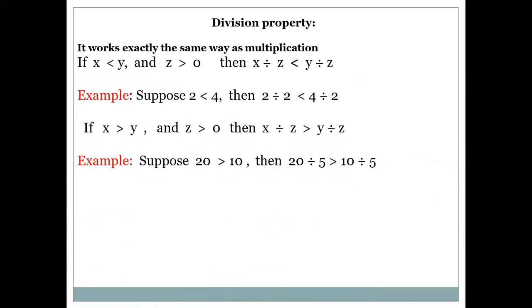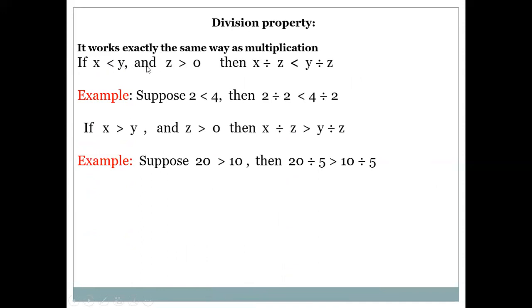The same thing applies to the division property. Division is the inverse operation of multiplication, so the same property or the same rule is followed in the division property. It works exactly the same way as multiplication. If x is less than y and z is greater than 0, then x divided by z is less than y divided by z, when z is a positive number greater than 0. If z is a positive number, the sign of inequality will remain the same, which is given in the condition.